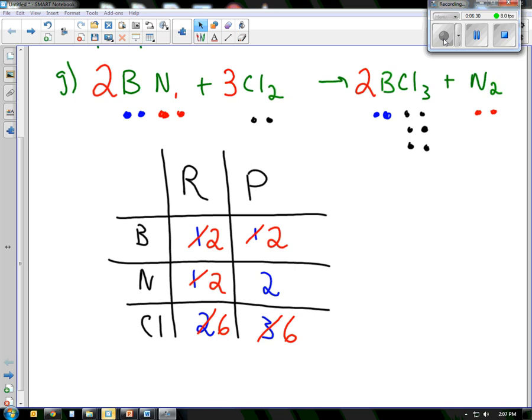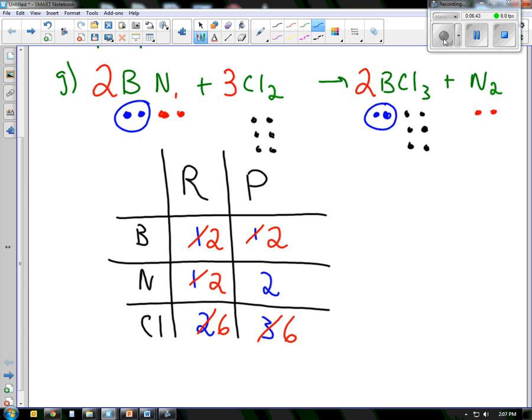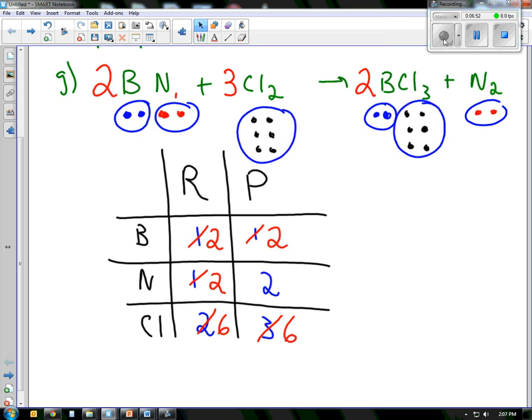The 3 doesn't affect anything else in that compound because there isn't anything else. So I now have 6. And then you can keep track of what's happened with these dots. So now I have 2 borons, 2 borons. I have 2 nitrogens, 2 nitrogens. I have 6 chlorines, 6 chlorines. It is now balanced.